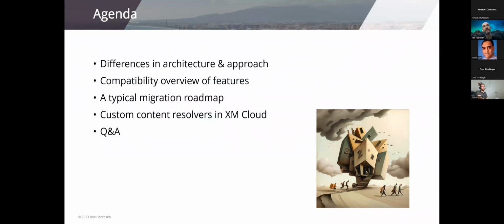So for today, we're going to talk about a few topics: differences in the architecture and the approach, core platform versus XM Cloud. An overview of the compatibility of features within both versions of Sitecore. And then we'll move on to a typical migration roadmap. So how would you approach such a migration scenario?